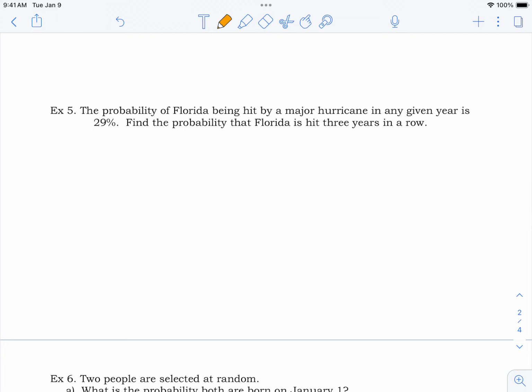Okay, this one's kind of practical, especially if you live in Florida, I guess. So the probability of Florida being hit by a major hurricane in any given year, which means this year, next year, any particular year, is 29%, which sounds like a lot, but then again, we're always hearing about hurricanes hitting Florida, aren't we? So the probability of Florida being hit by a major hurricane in any given year is 29%. Cool. Now, find the probability that Florida is hit 3 years in a row.